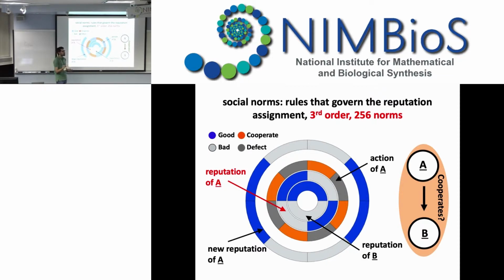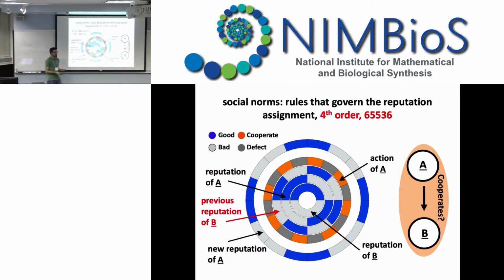So with these, we can write rules such as, if an individual behaves in a certain way, he or she can maintain his or her reputation. Or we can introduce more information. We can also think about the previous reputation of the opponent, so the reputation that resulted from the second last interaction. And this will allow us to be more specific.